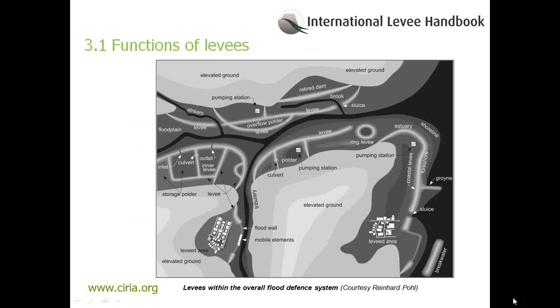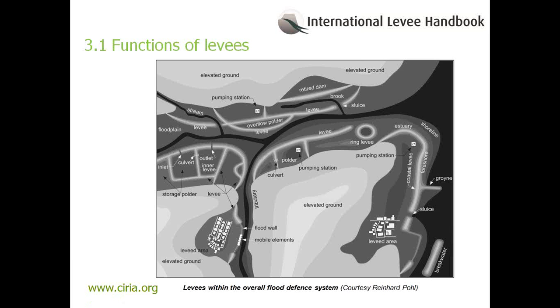This illustration is courtesy of Reinhard Pohl from the University of Dresden in Germany, and it depicts the association or transition from a riverine environment to an estuary to a coastal environment, with various features used for flood risk reduction.